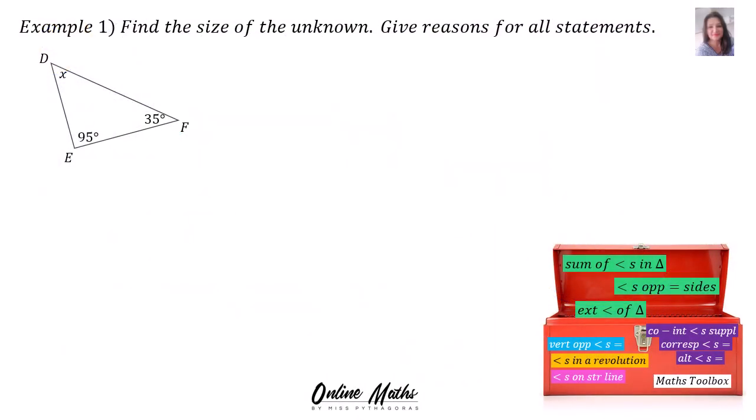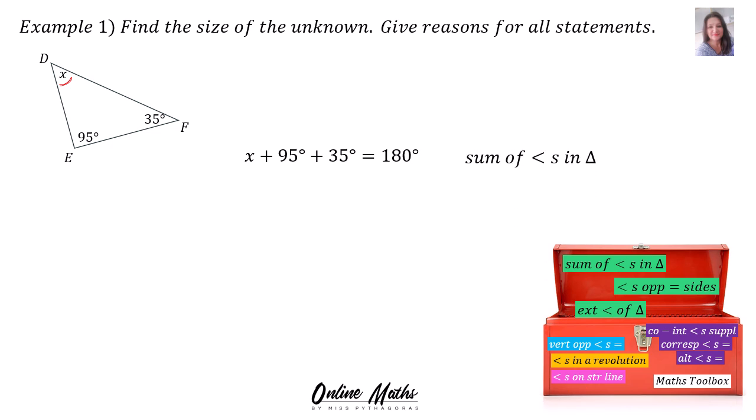Example 1. Find the size of the unknown, give reasons for all statements. And can you see my little toolbox came with? Now, first of all, there's triangle DEF, and the angle we're looking for is angle X, and it lives inside a triangle. So therefore, we can say that X plus 95 plus 35 is equal to 180 degrees.